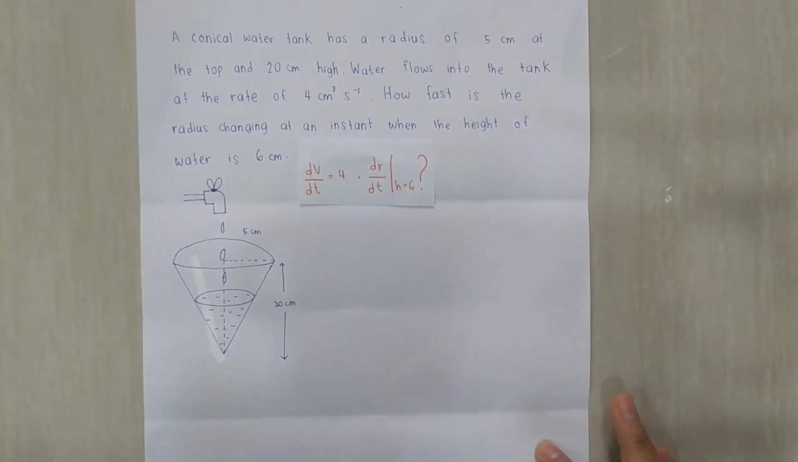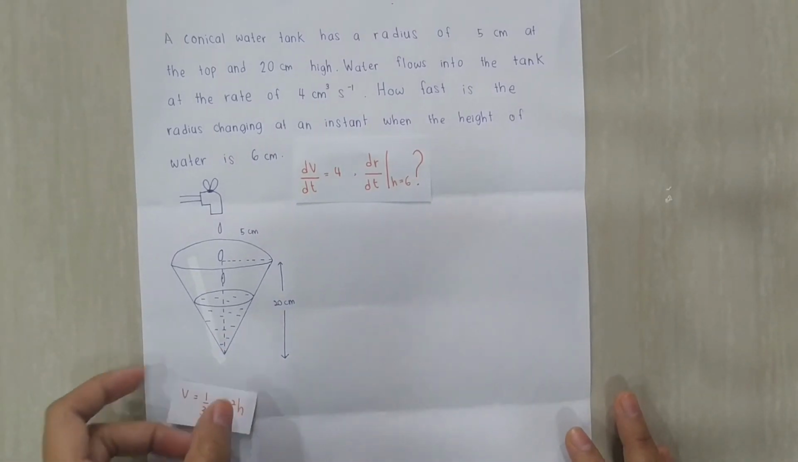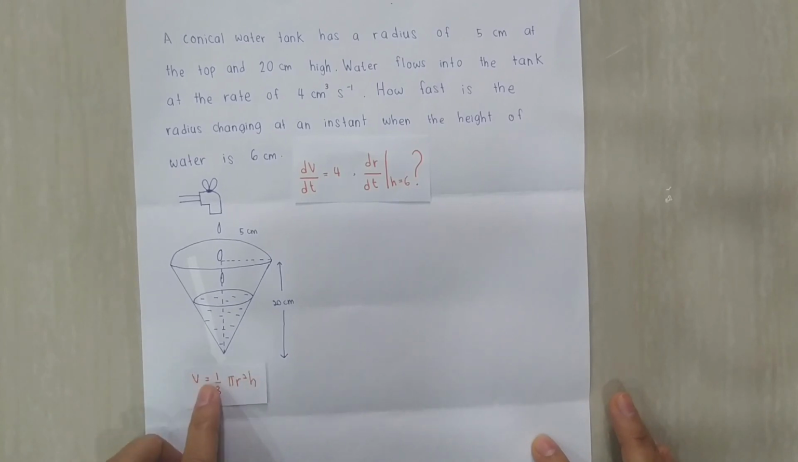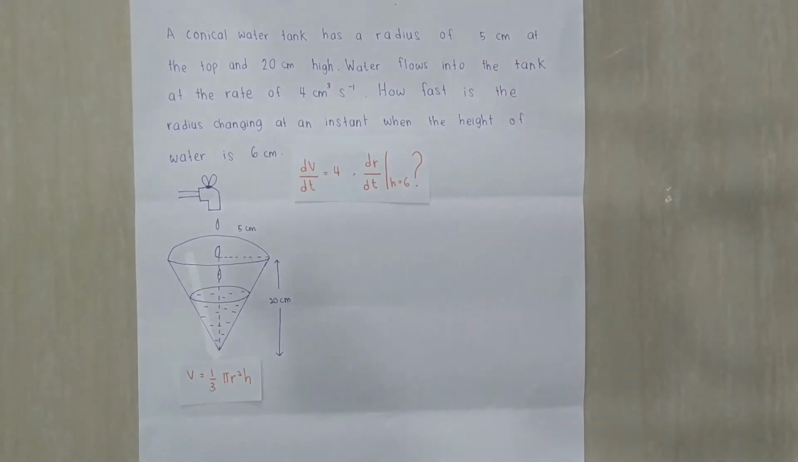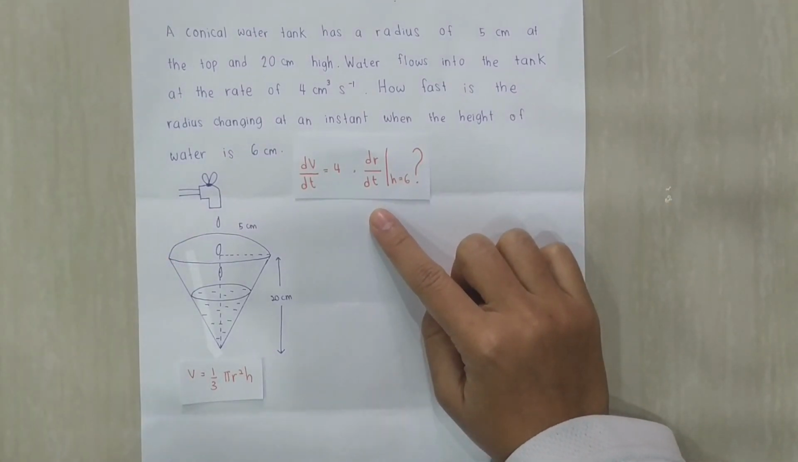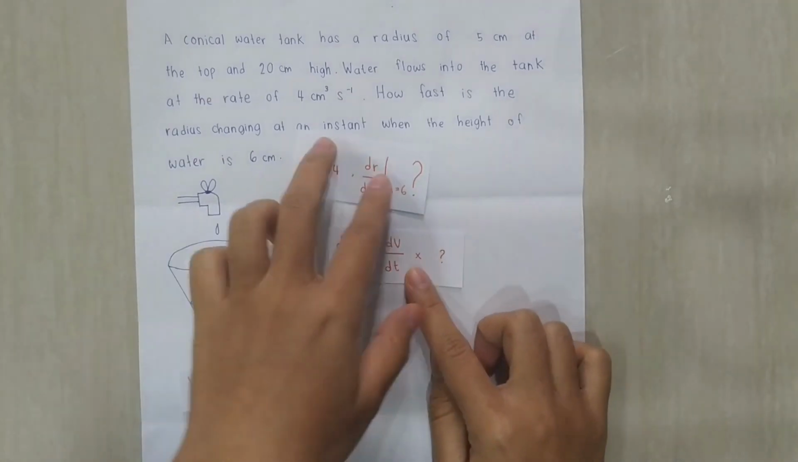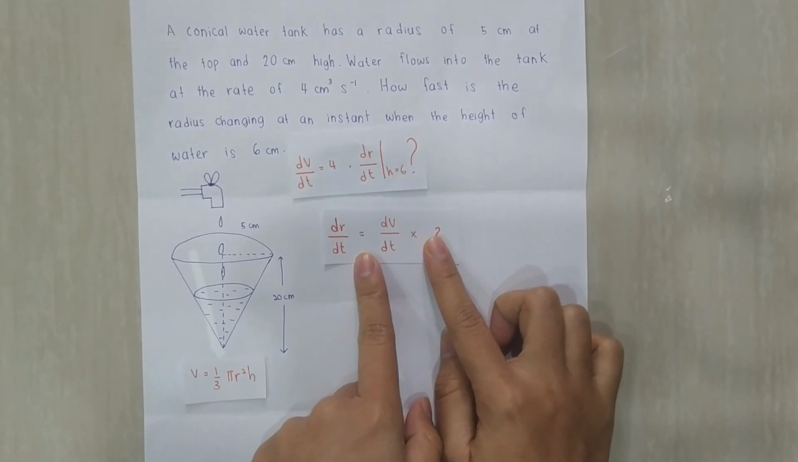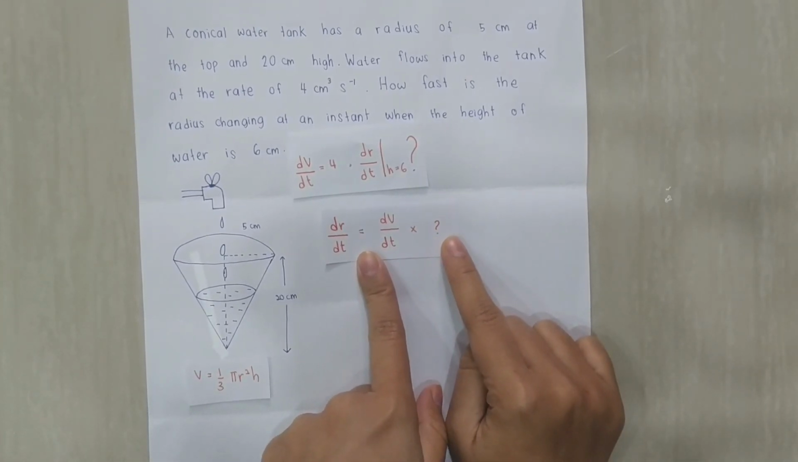Okay, so now this is the cone. We should know that the volume of a cone is equal to 1 over 3 pi r squared h. So what should we do next? We should make our own equation. Given the terms here, we have to find dr over dt. So how to find this? Like this: dr over dt, and we have dV over dt. We have to multiply with one more term.